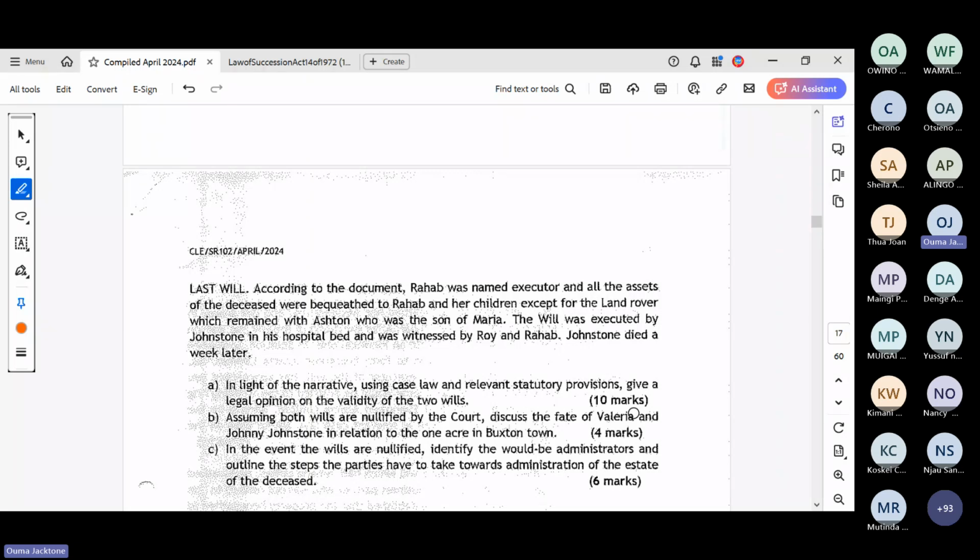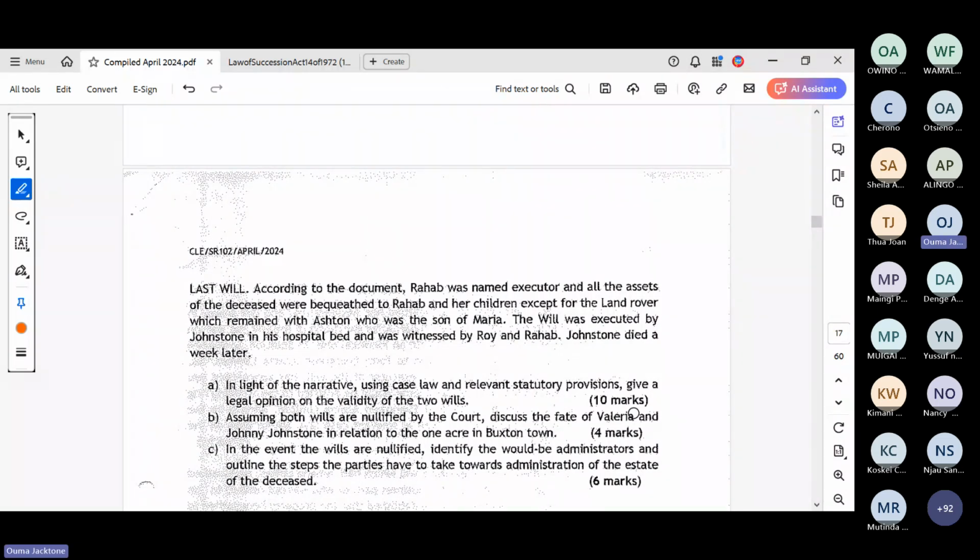So you proceed and discuss the validity of that specific will, whether you think that this will is valid or this will is invalid. Okay. Now, in addressing that question, you start with the first will and you answer the question: is it valid or not? It is not valid. Why is it not valid?